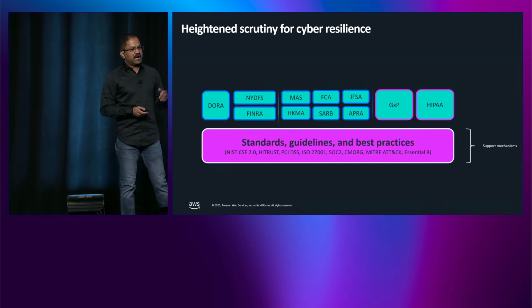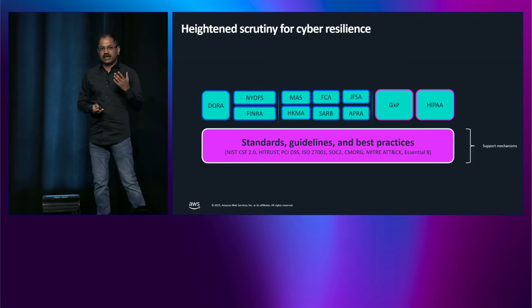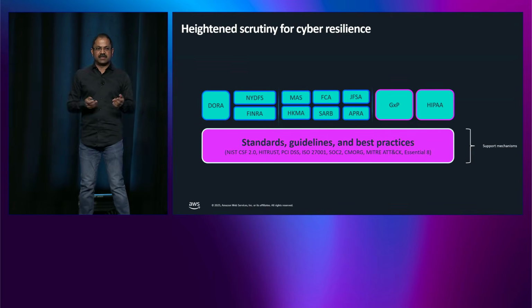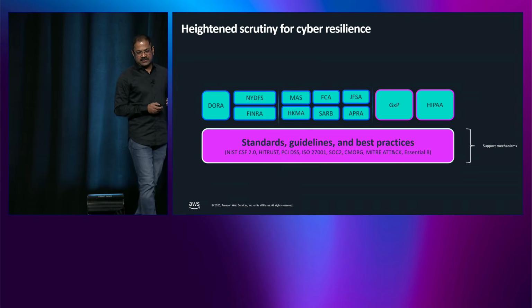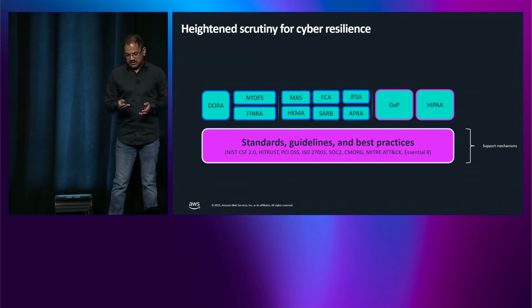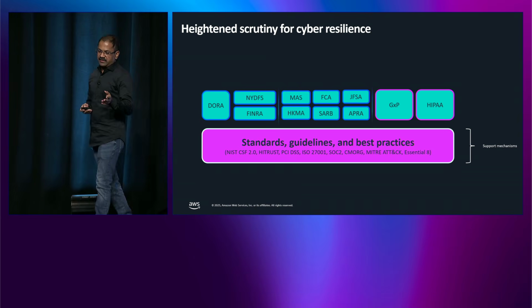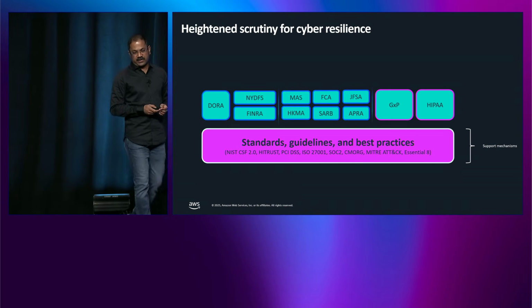And then we also have regulations which are very specific to a country. Examples are MAS TRM, from the Monetary Authority of Singapore, a regulation that talks about how you enforce business continuity management in a country like Singapore, followed by HKMA and APRA in Australia.